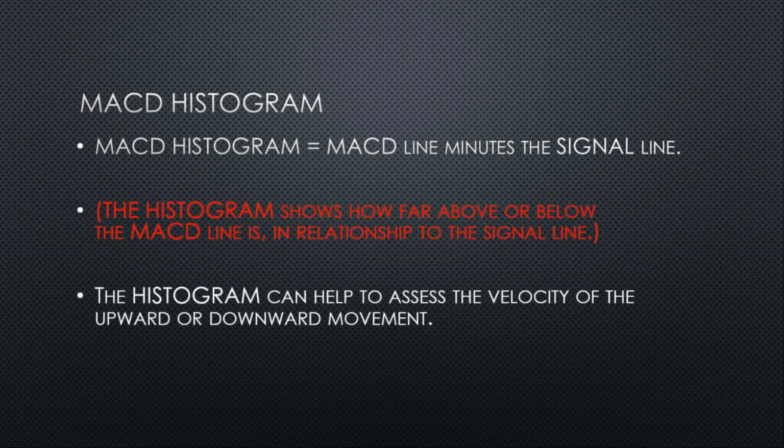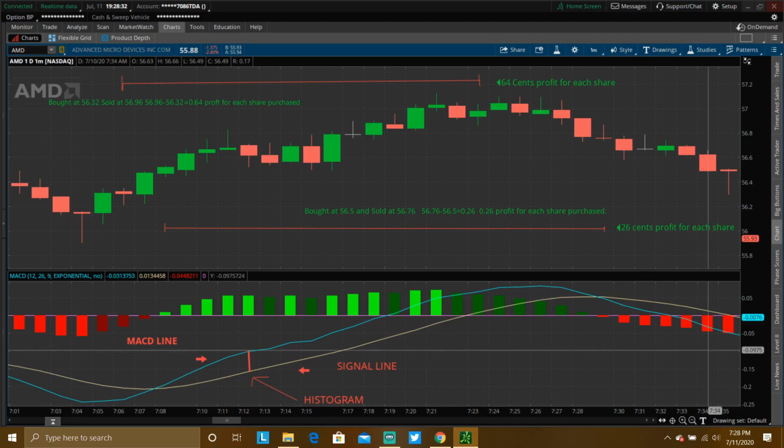The MACD histogram is basically the MACD line minus the signal line. In other words, the histogram shows how far above or below the MACD line is in relationship to the signal line. The histogram can help to assess the velocity of the upward or the downward movement. And on the same chart, here we have the histogram. And as you could see, the histogram has four colors.